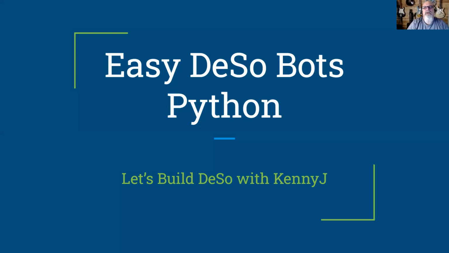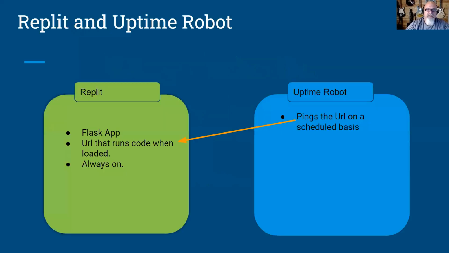And today we are going to build a simple bot for Deso. And we're going to use Python this time. So we're going to go back to Python and we are going to use Replit. So how are we going to do this? We're going to write the code in Python within the Replit IDE.